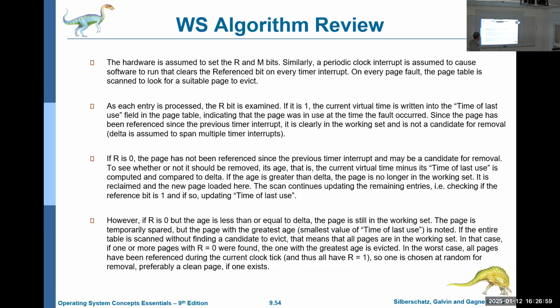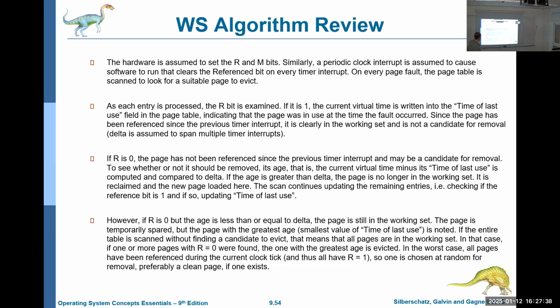However, if R is 0, but the age is less than or equal to the delta, it hasn't been referenced, but the age is small, so the page is still in the working set. The page is temporarily spared, because it might be that everybody's in the working set. But the page with the greatest age, the smallest value of time of last use, is noted. If the entire table is scanned without finding any candidate to evict, that means that all the pages are in the working set. In that case, if one or more pages with R of 0 are found, the one with the greatest age is evicted.